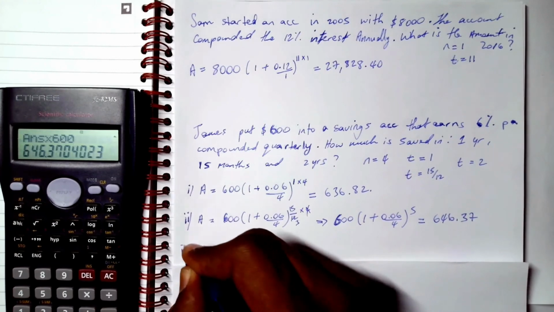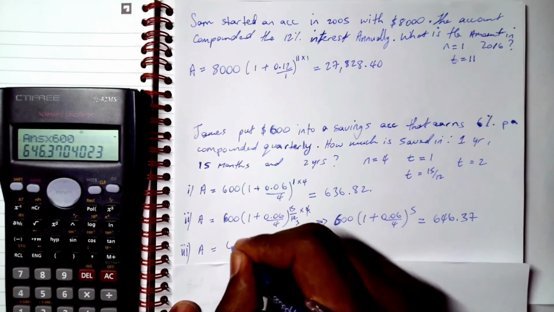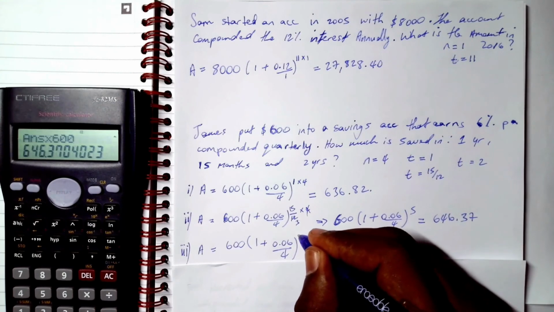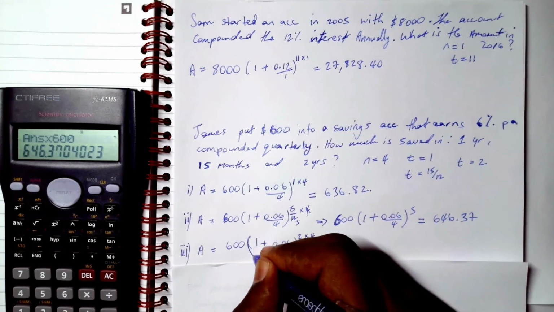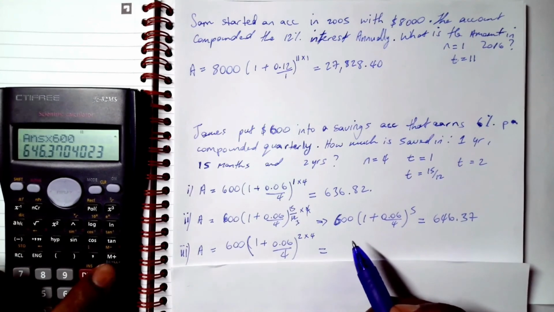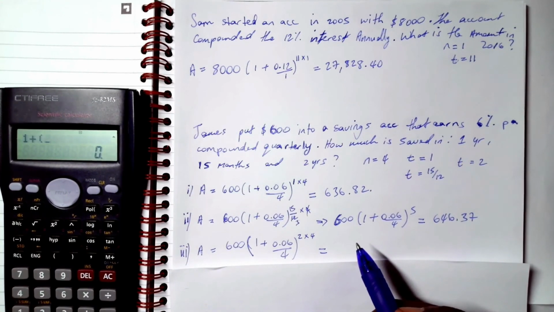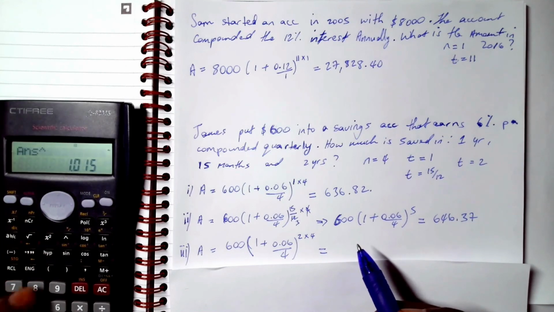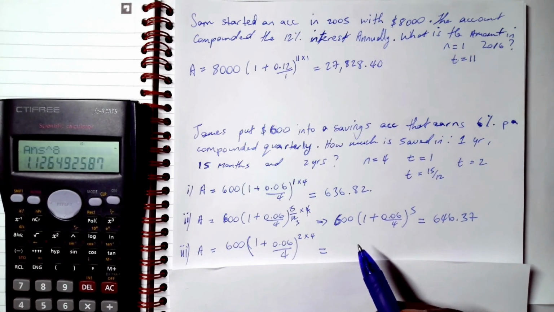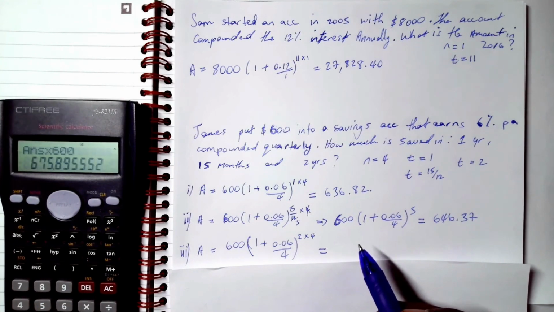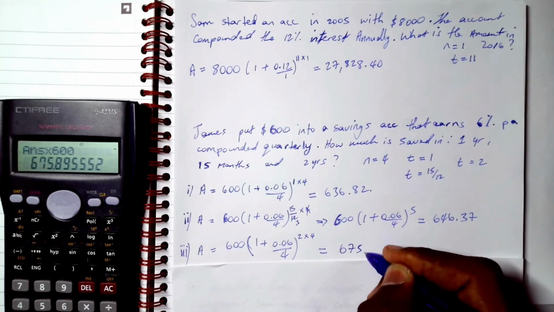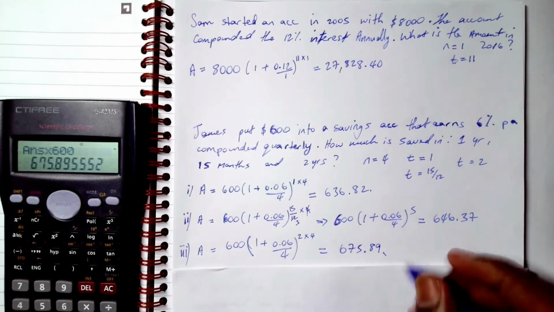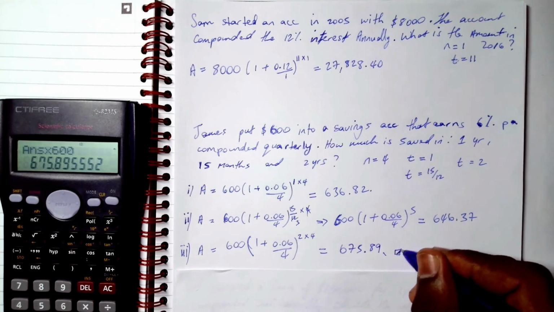And the last one, a bit easy. It's gonna be 600 times 1 plus 0.06 over 4, 2 times 4, which is gonna be equal to, raised to the power of 8, of course, times 600. And that's that.